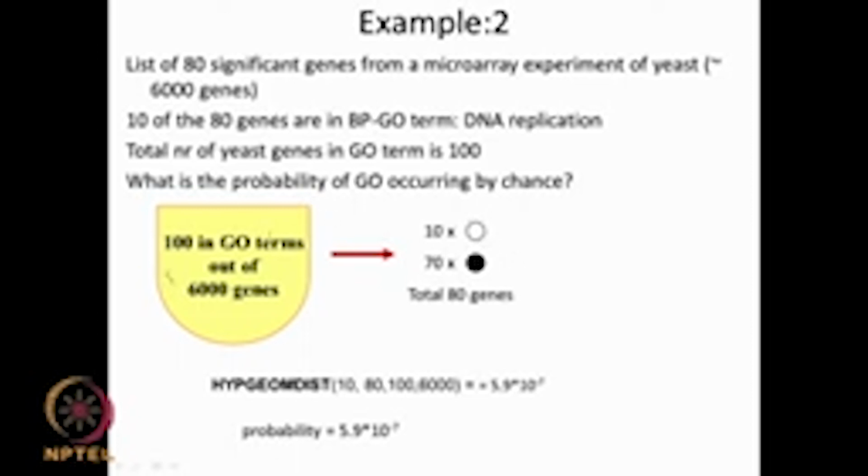So, 6000 genes, the maximum possible is 100. When we took out 80 in that list, we find 10. So, we will call it 10 successes out of 80, the maximum possible is 100. So, capital N is 6000. So, here small n is 80, x is 10, and the maximum, that is capital S, is 100. So, we can get the probability.